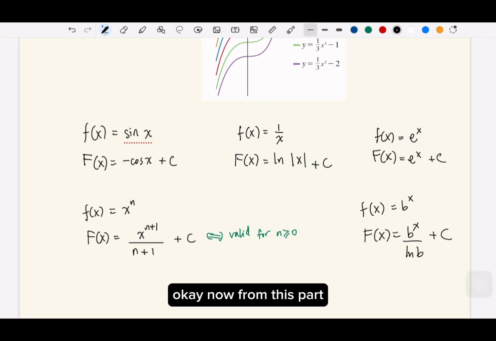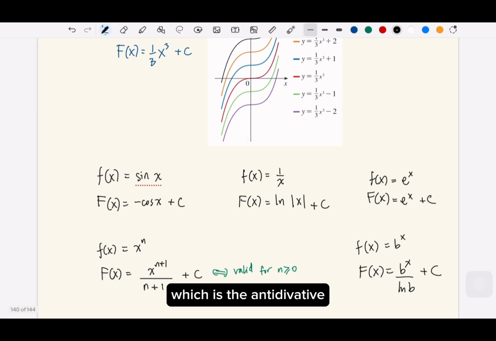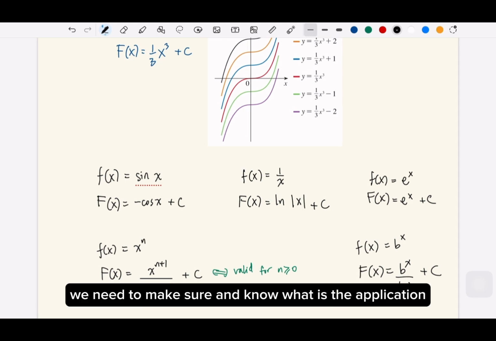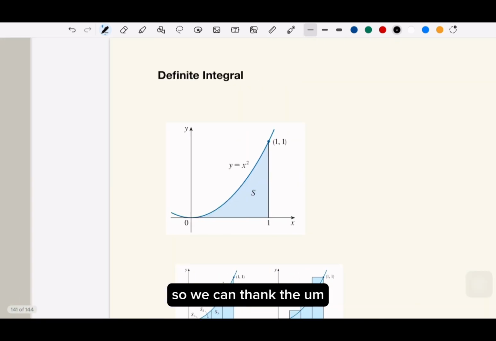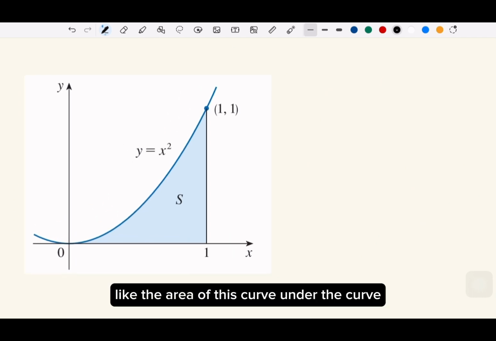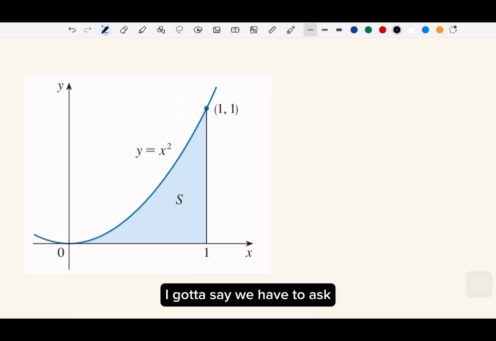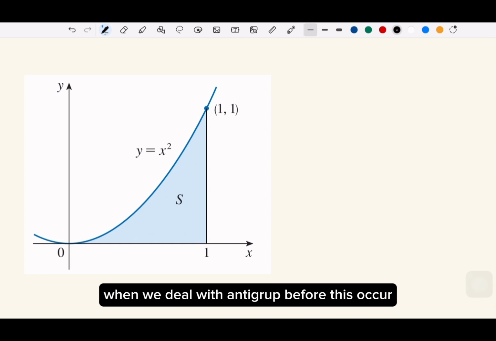Okay, now from this part, which is the antiderivative, we need to make sure we know what the application is. I mean, what is the intuitive real application for this one? So we can think of the area of this curve, under the curve. Let's say we have the x squared. So basically the antiderivative, when we deal with the antiderivative for this curve, actually represents the area under the curve itself.